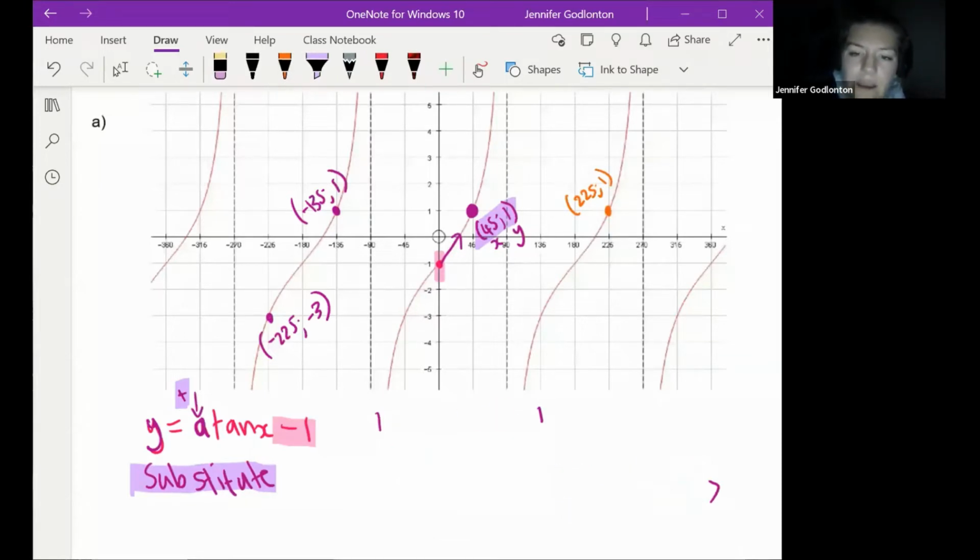So like, let's use this one, for example. I'll use this one over here. So this is negative 45 and negative 3. So then my y value would be negative 3. I'm looking for a. My x value is going to be negative 45, and I'm shifting down by 1.